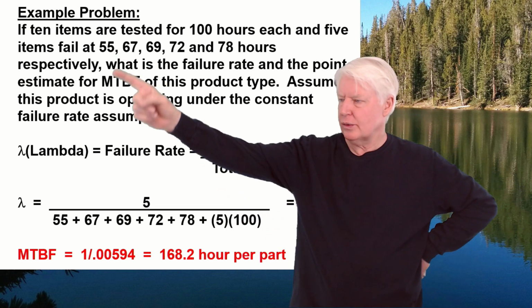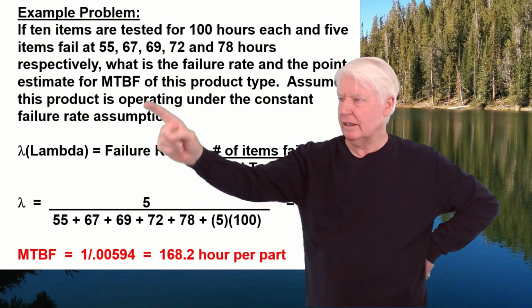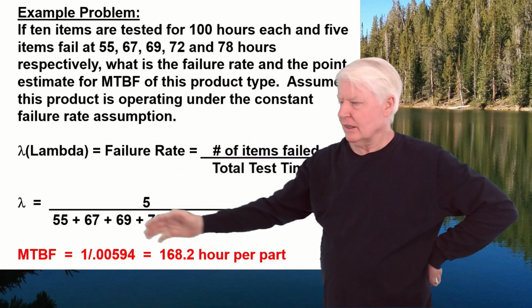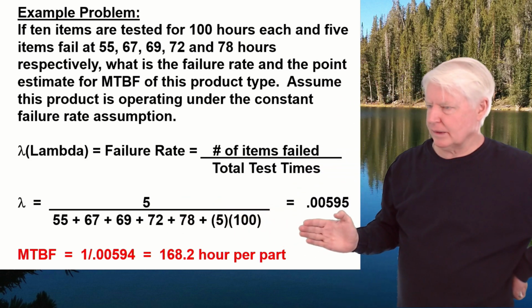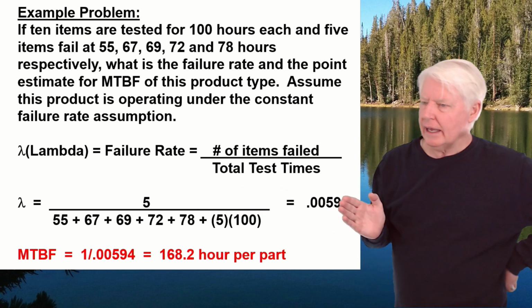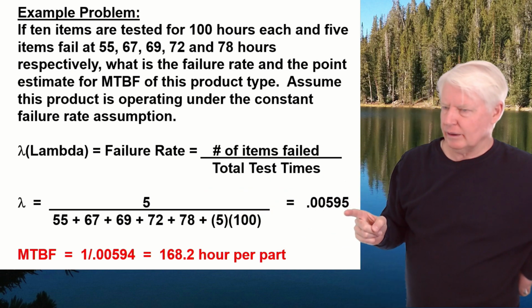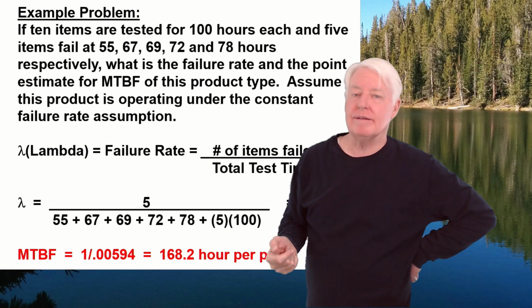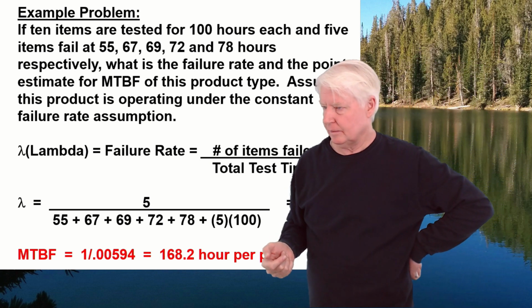Then you add these up as well, 55, 67, 69, 72, and 78. So that's the total test times. That's the total of items failed during the test, and that is the calculated failure rate. And of course, we take the inverse of that, and it will give us mean time between failure.